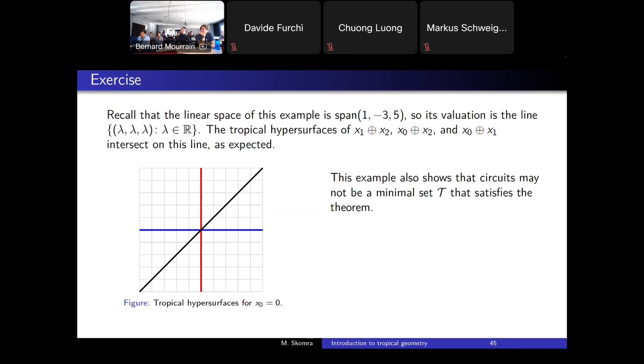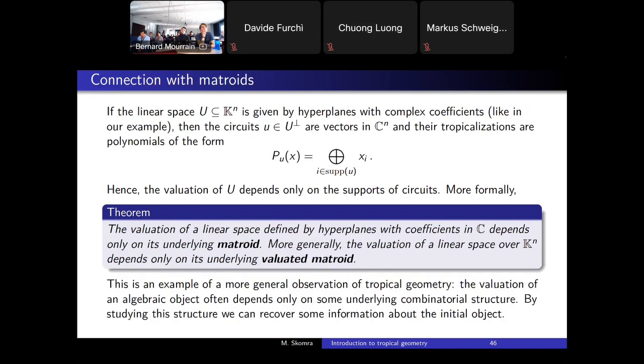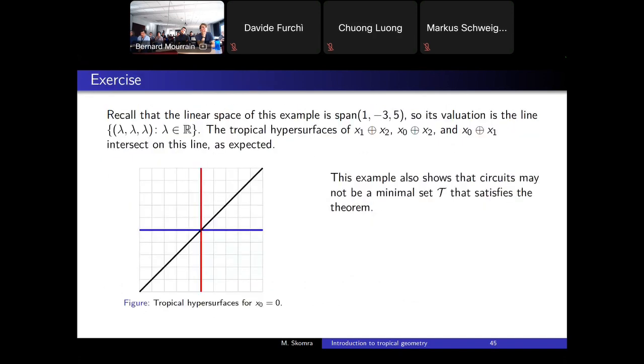Okay, so let me finish here, and let me just say that if you want some more content, there are a few more slides about amoebas, logarithmic limits, and so on.